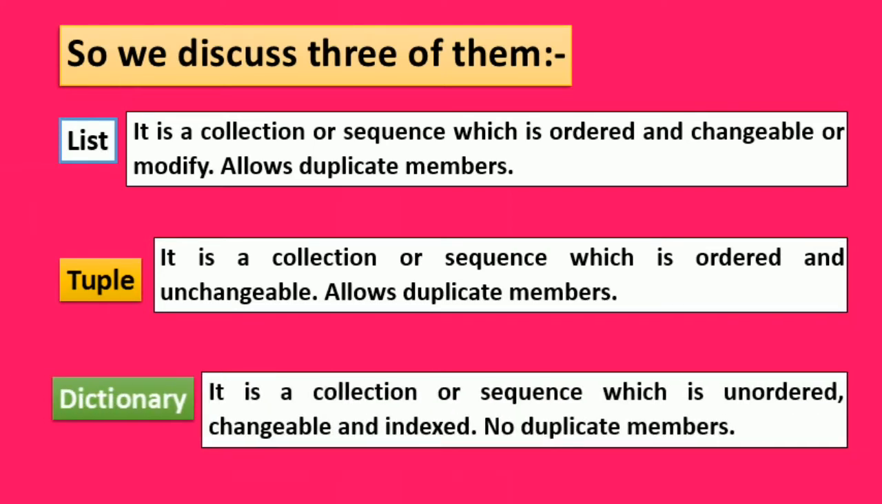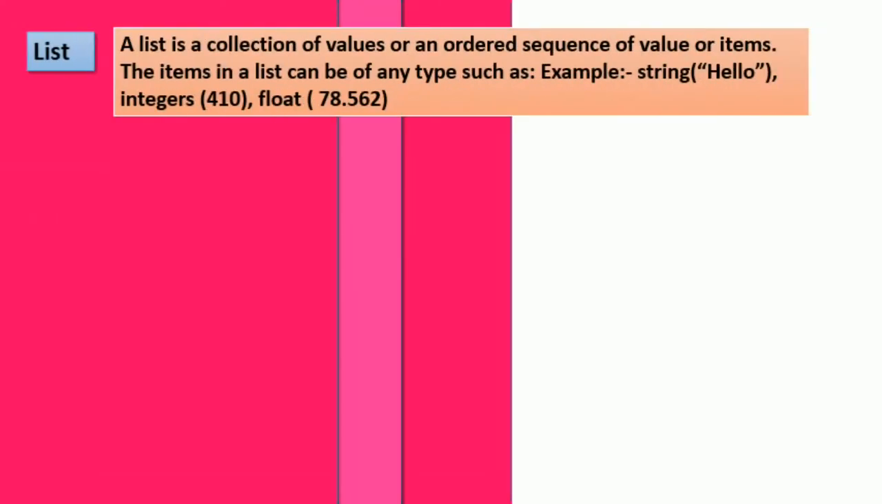Third is a dictionary. It's a collection or sequence which is unordered, changeable, and indexed. No duplicate members are allowed, meaning you are not supposed to put duplicate values inside the sequence that you are using. Now let us move to the first one, list. What is a list?